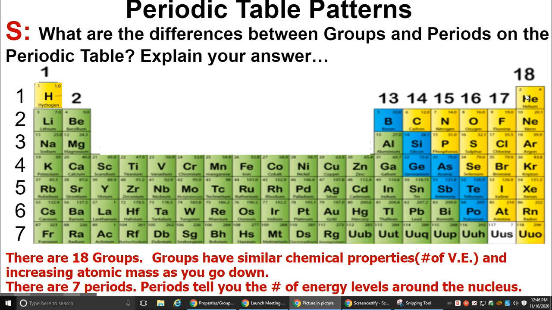This tells you how many energy levels go around the nucleus. So in period 1, you have hydrogen and helium with 1 energy level. Period 2, you would have lithium, beryllium, boron, carbon, etc. Period 3, they go horizontally. Period 4, period 5, period 6, period 7.